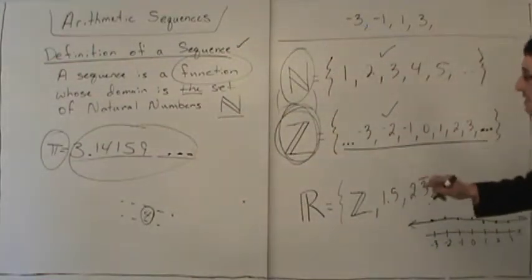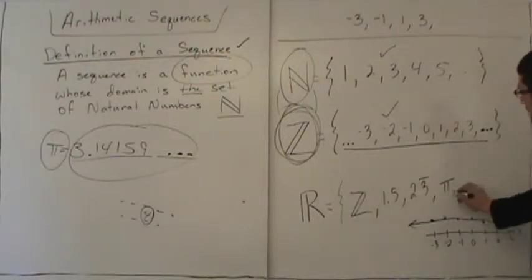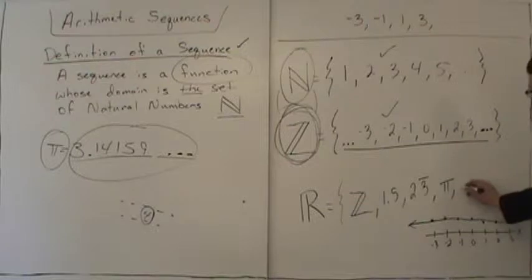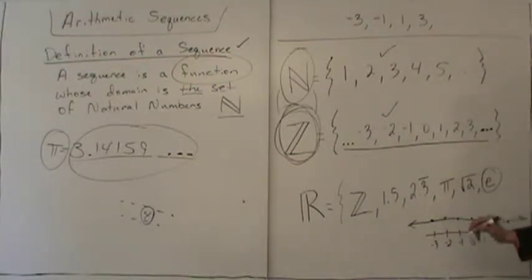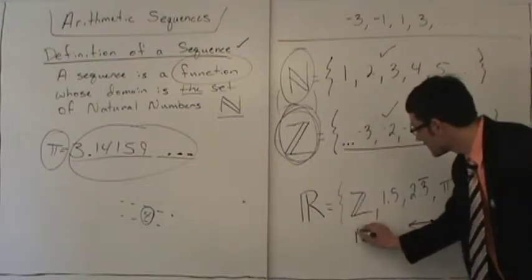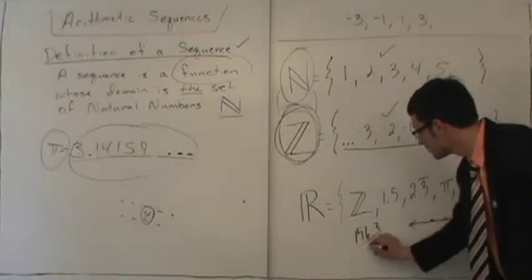So these are numbers that go on forever. Pi is an irrational number, a decimal that goes on forever and never repeats. What about the square root of 2? Yes, this is also a number that goes on forever and never repeats. Numbers like e, we're going to talk about e later this semester, numbers that go on forever and never repeat.